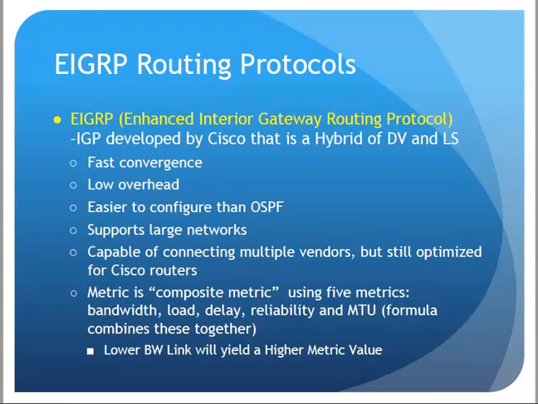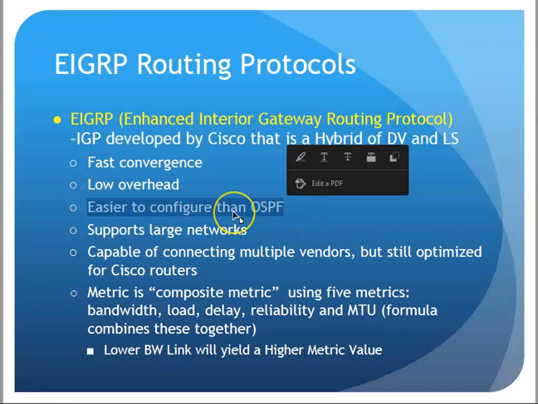EIGRP. After we work with OSPF, we're going to take OSPF off and put on EIGRP. This is our hybrid routing protocol, developed by Cisco, and it's kind of a hybrid of distance vector and link state. It is fast to converge, has low overhead, and is a little easier to configure than OSPF, which we'll find. It's pretty much kind of plug the networks in and go.